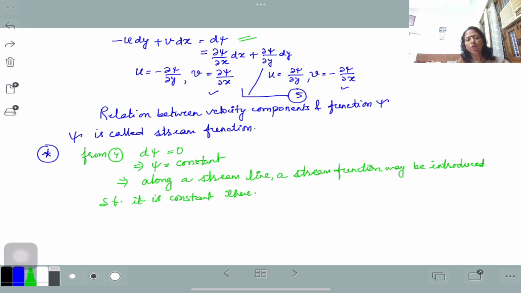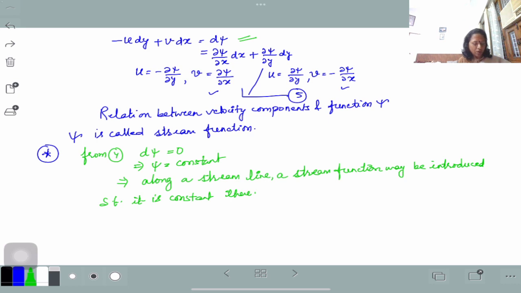Now, if I talk about the three-dimensional flow, then it is not necessary that the stream function is constant along a streamline. There are certain conditions which necessarily have to hold for a stream function to be constant. And at this place, I am talking about the two-dimensional stream function for the two-dimensional flow. So here your stream function is constant along the streamline.